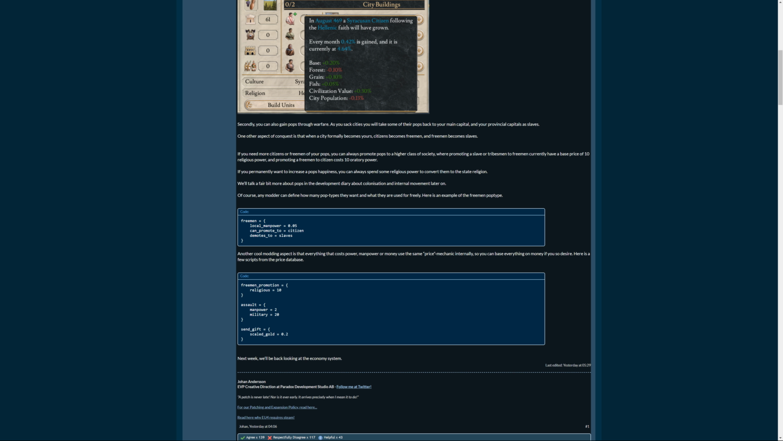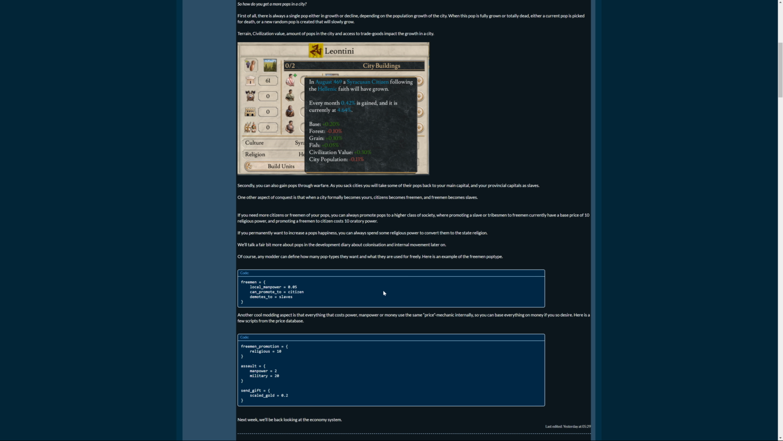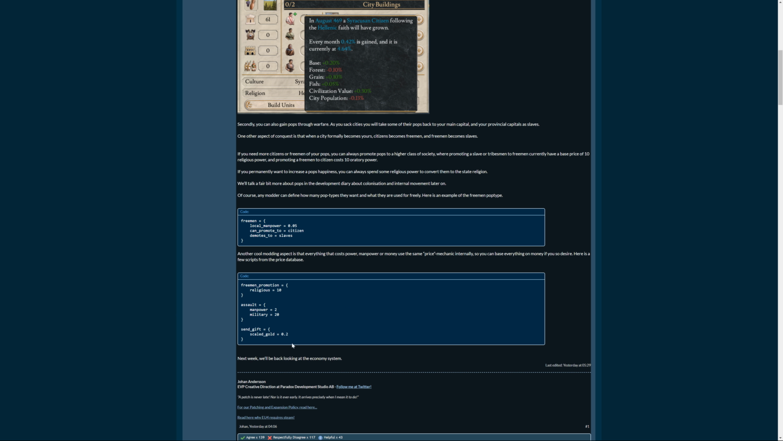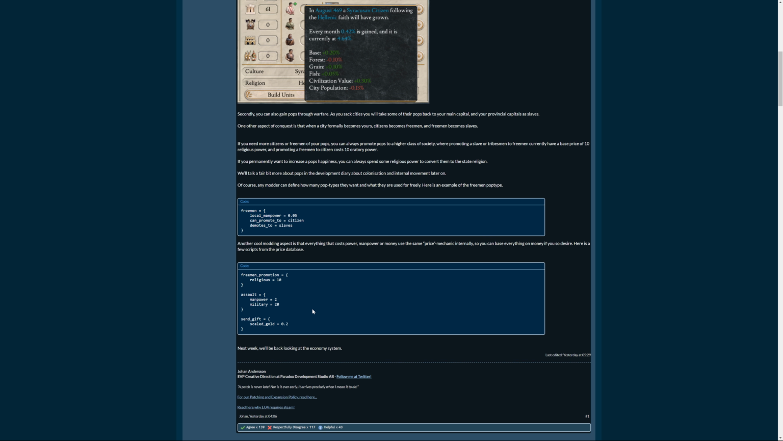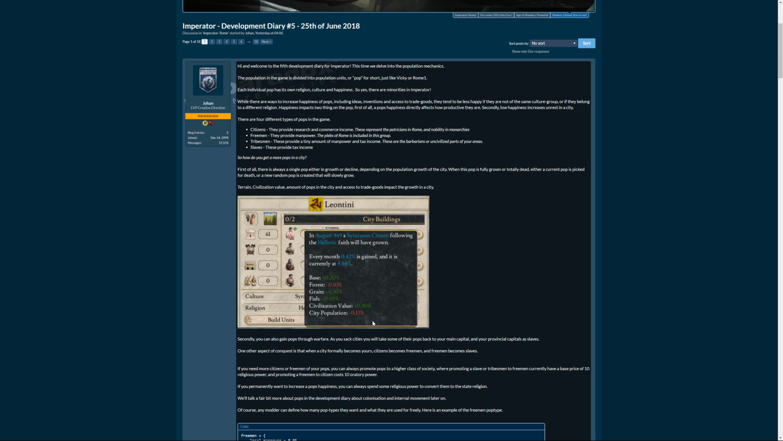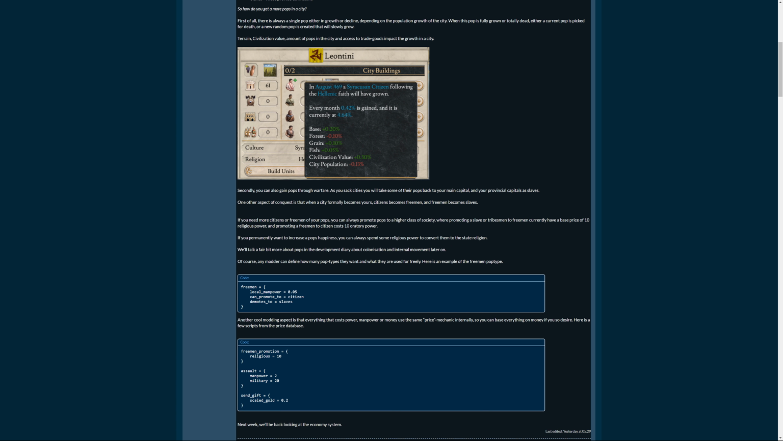Here's a few scripts from the price database. So basically there is always the same price mechanic, and your religious power, your manpower, your military power, your gold is just a different currency. So you have different currencies, so to say. And this is also relevant for the economy system that's going to come in the next week. And I'm looking forward to that, because I'm always a big fan of these economy mechanics in games.